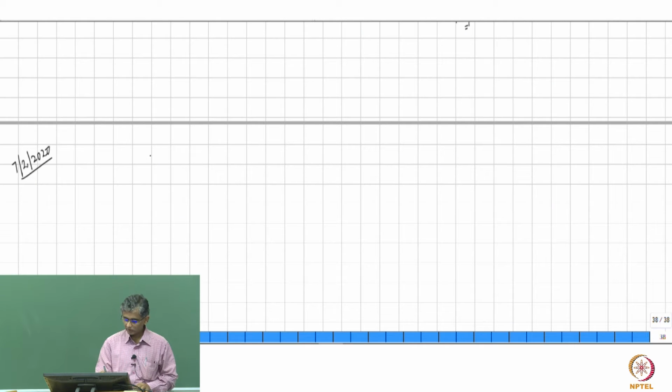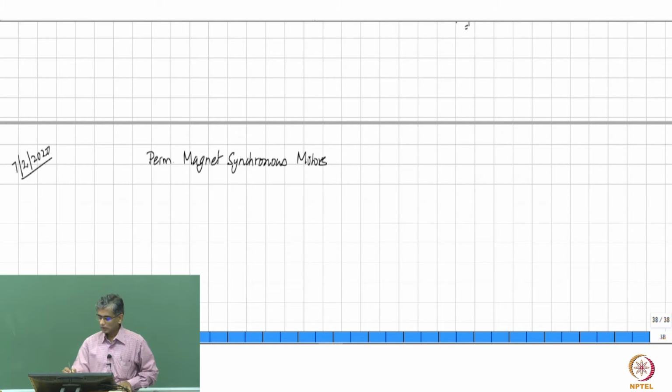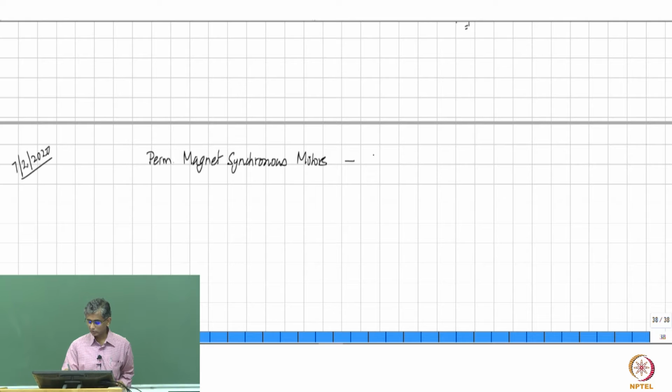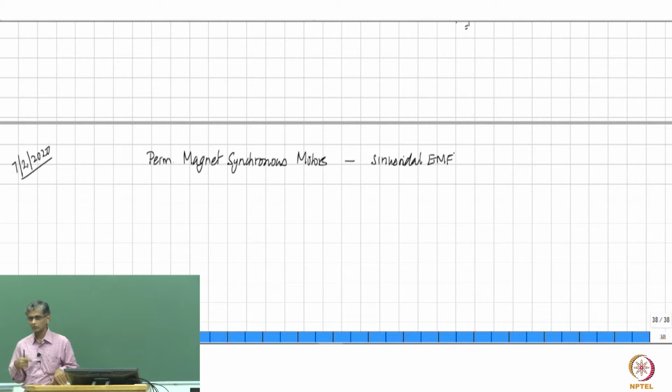We started looking at permanent magnet synchronous motors, and we said that it is distinguished from the brushless DC motor by having a sinusoidal EMF that will be induced in the stator when the rotor begins to rotate.